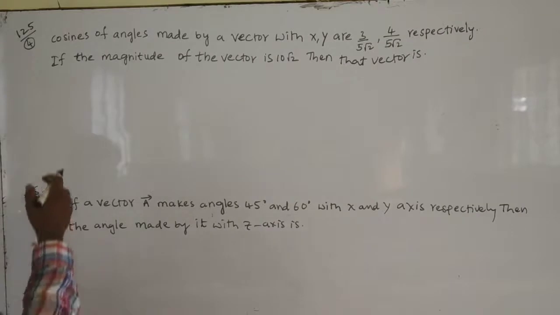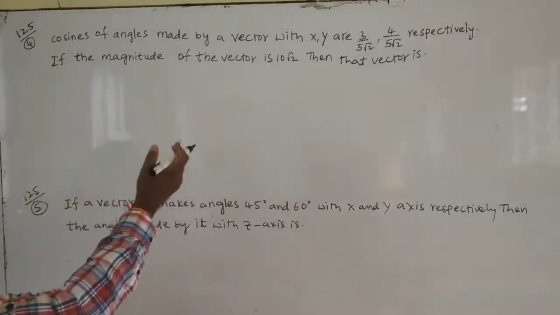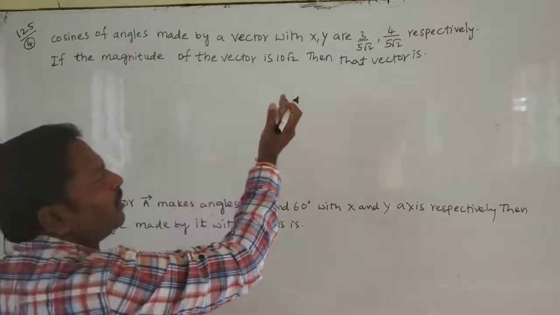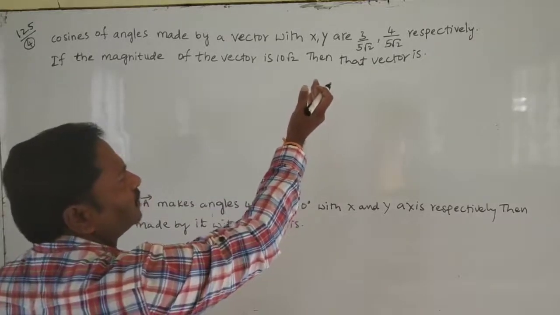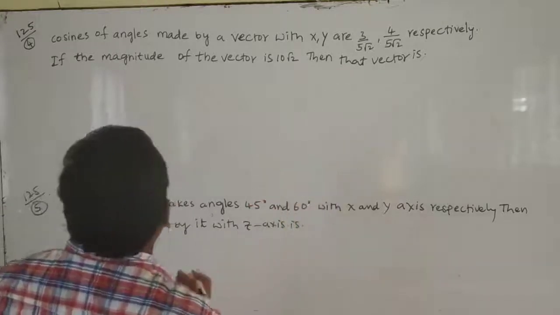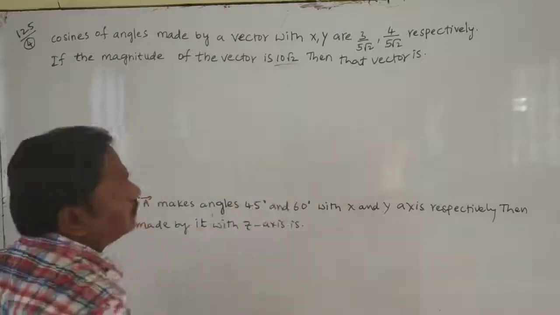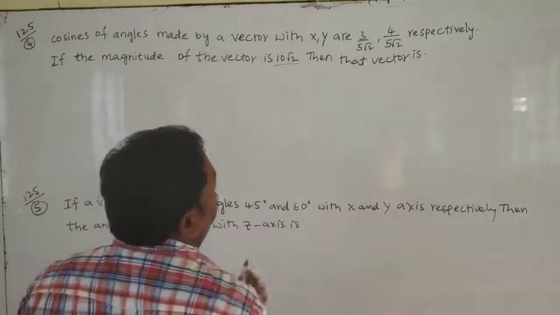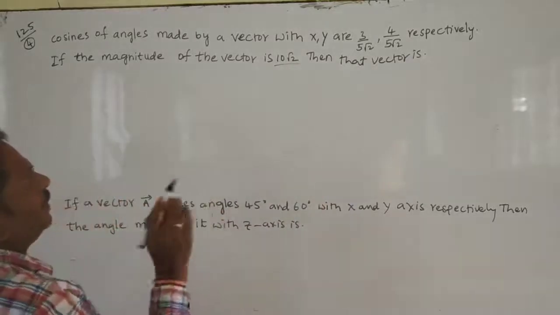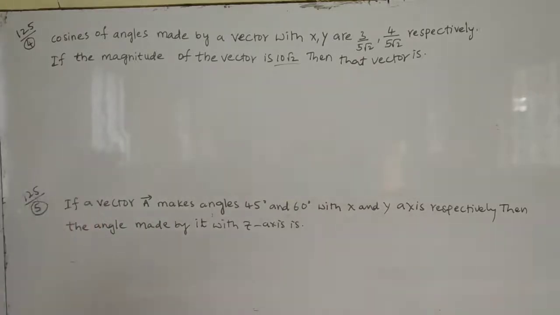Next problem: the cosines of the angles made by a vector with the x and y axes are 3 by 5 root 2 and 4 by 5 root 2 respectively. If the magnitude of the vector is 10 root 2, then what is the vector? Vector A bar, we have to find.